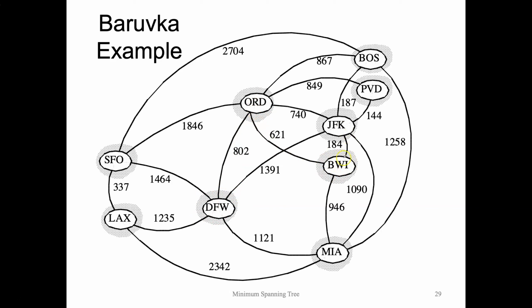BWI will find this edge 184. That's the same edge that JFK will find. BOS will find this edge 187. PVD will find this edge 144. So, for example, each connected component finds what are all of the edges coming out of this connected component, and then keeps track of this is the smallest edge coming out of this connected component. So some connected components might find the same smallest edge connecting them, and some of them will find different ones. But within that first round, we'll go through every connected component that we have and add the smallest weight edge associated with it.